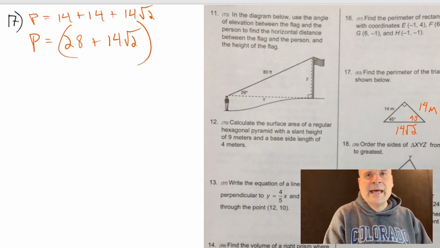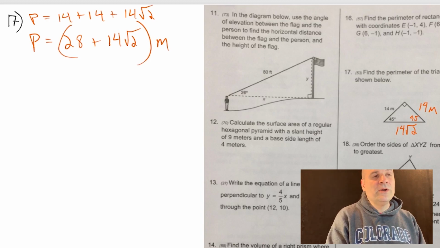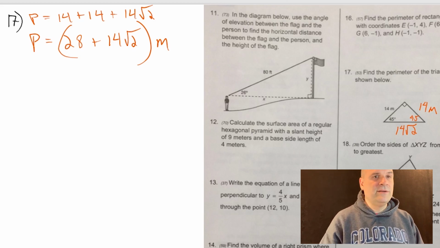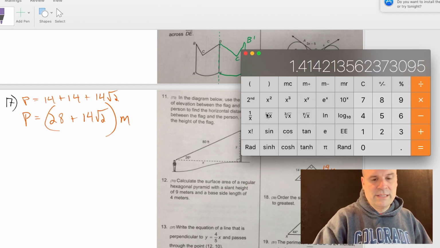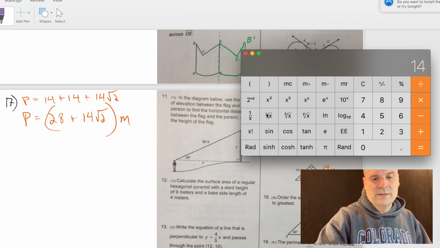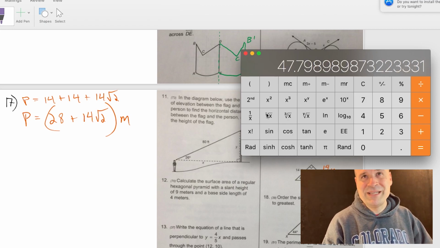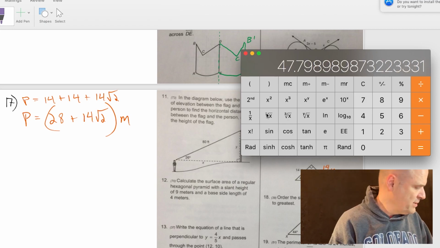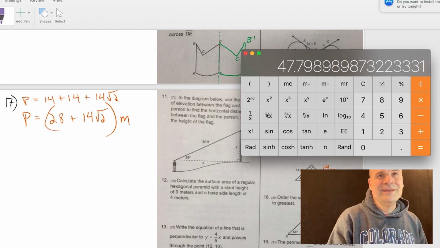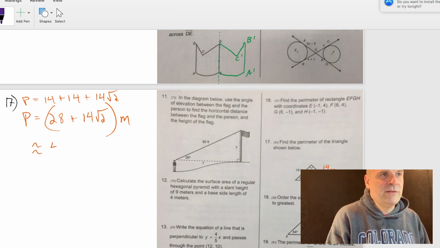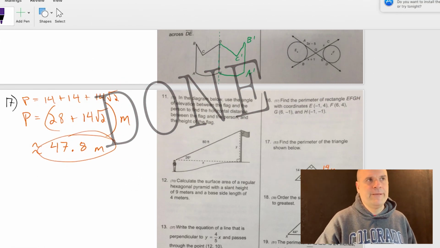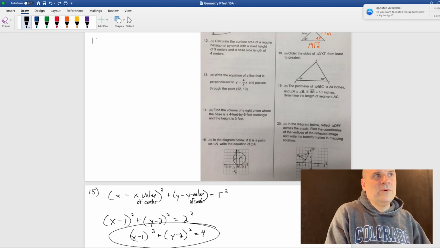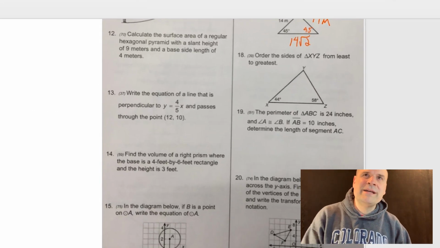You can leave it like that and say meters, or you can multiply it out, which is what I think they do. So let's do that with our calculator. Square root of 2 times 14 plus 28 is 47.798. So we're gonna round that to the nearest tenth, 47.8-ish meters. Okay?